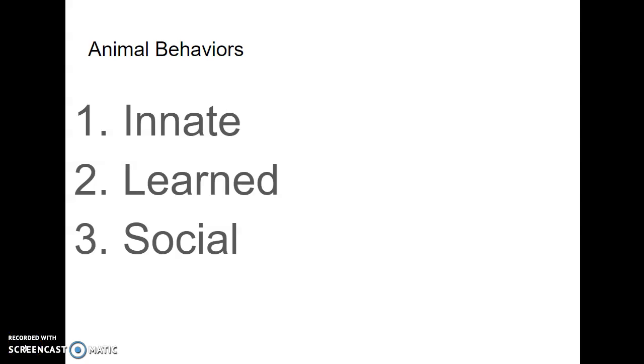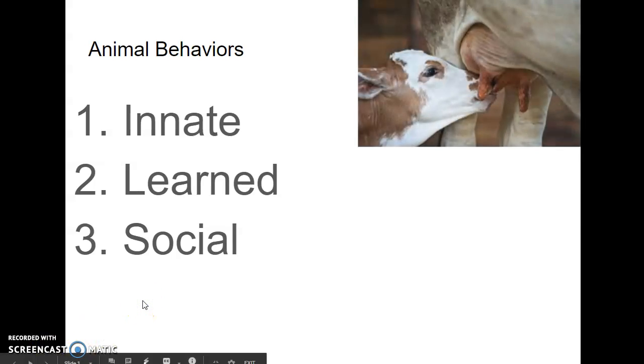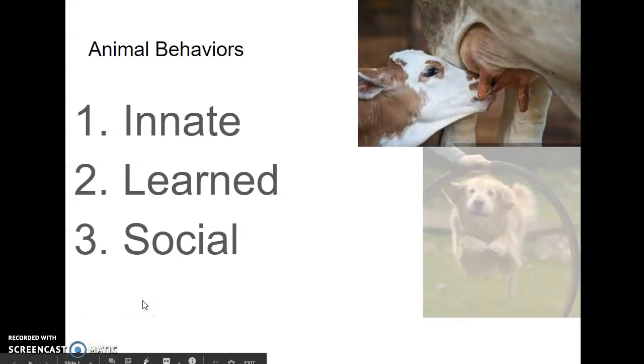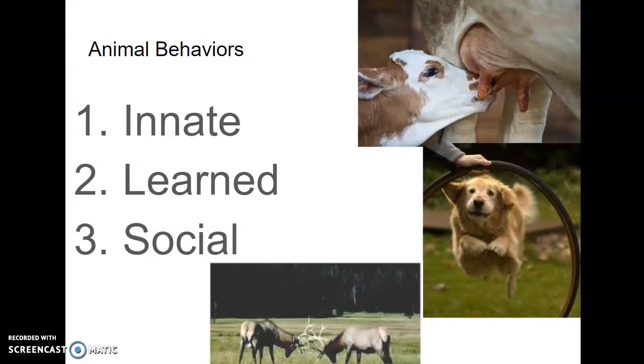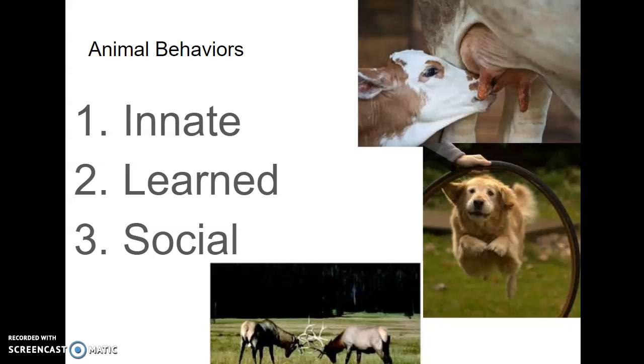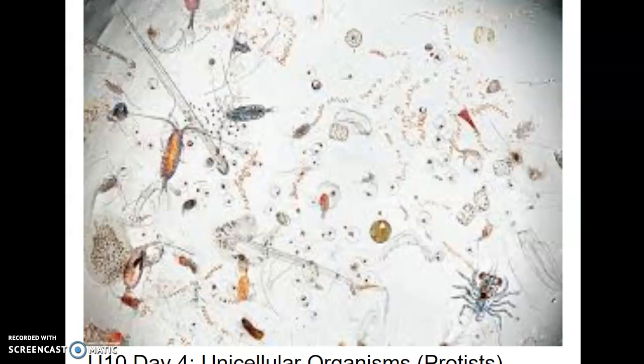So in the last video, you learned about different behaviors that animals were either born with, called innate behaviors, that they learned from experience, or behaviors that they learned from interacting with members of the same species. So in this video, we're going to take a look at behaviors that have allowed these little critters to survive, these unicellular organisms called Protista.